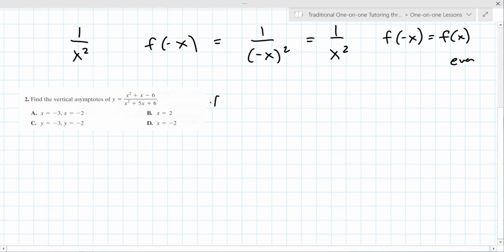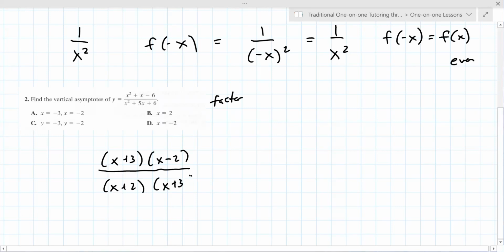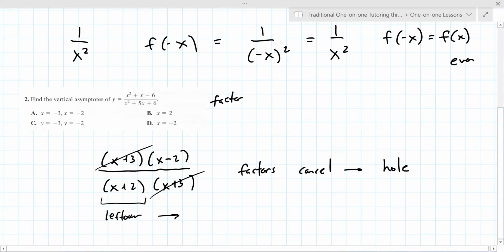So the first thing you always need to do is factor. Okay. And I'll factor this real quick, but you want to also be able to do this really quick as well. So when the factors cancel, that results in a hole, which is not a vertical asymptote. Okay. So those cancel. Whatever's left over on the bottom becomes a vertical asymptote.